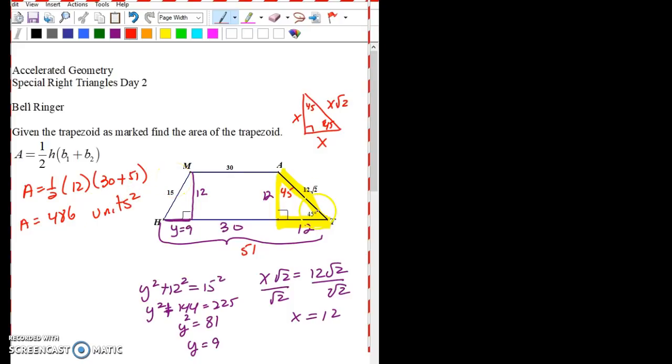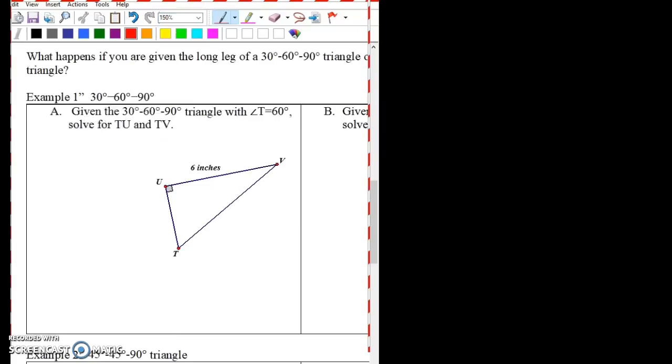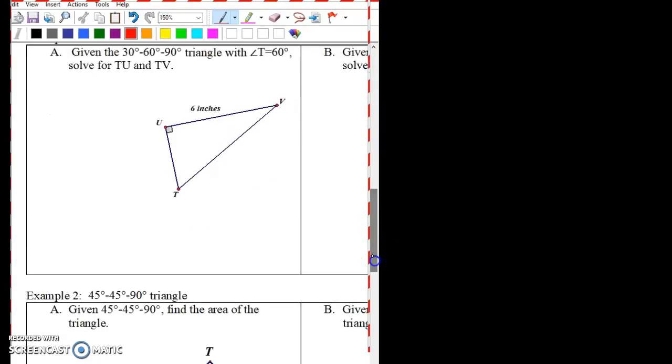All right, this 45, 45, 90 triangle is pretty straightforward, but what happens if they don't give me something as easy and straightforward as this one? That's where the notes come in. Here we go. So we're going to start with 30, 60, 90. We're going to do 2 examples of a 30, 60, 90 triangle. And then we'll do 2 examples of a 45, 45, 90 triangle.